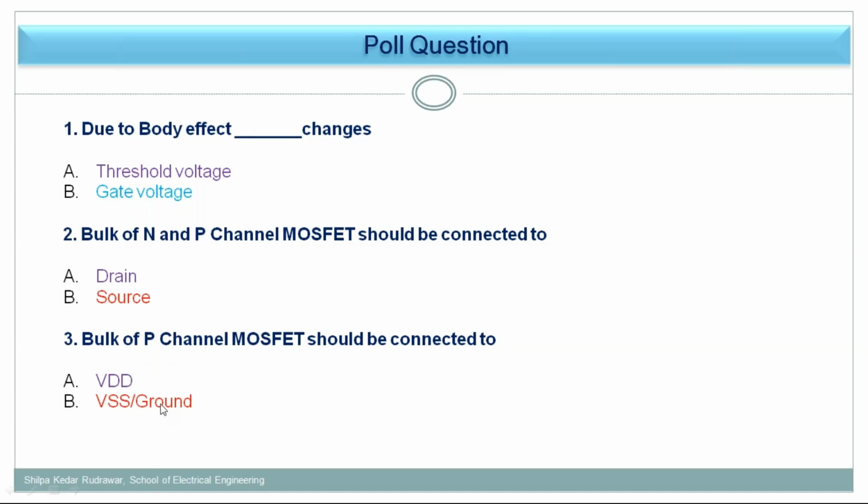VSS means here in MOSFET we are giving VSS as a ground. So just remember, due to body effect there is change in threshold voltage. Threshold voltage increases. Bulk of N and P channel MOSFET is connected to source, and bulk of P channel MOSFET is connected to VDD. P for positive. In this way you just remember the things.